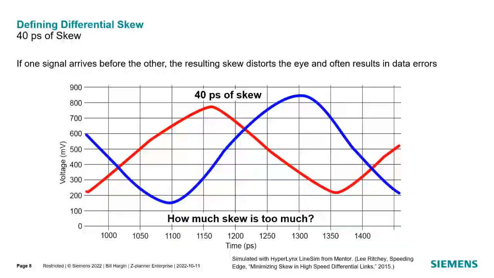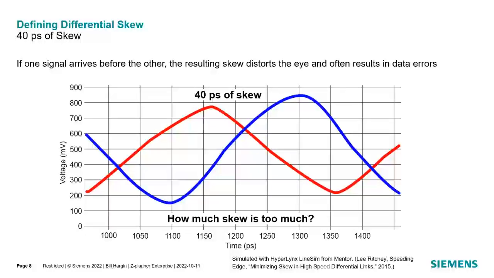Here's another differential example simulated with HyperLynx. The blue waveform is showing 40 picoseconds of skew. That's actually not a lot of skew, and you can probably see why a receiver would get confused by the additional delay in the blue waveform. And if you look down at the bottom, I'm posing a question that we'll actually address in a later slide.